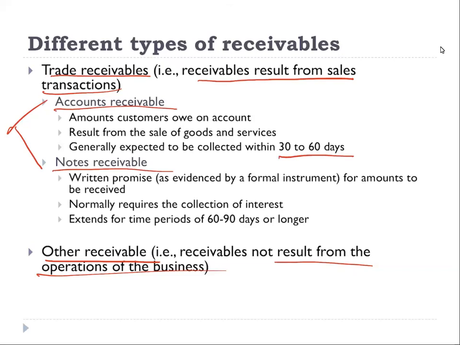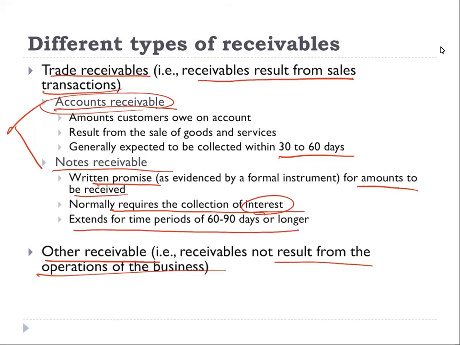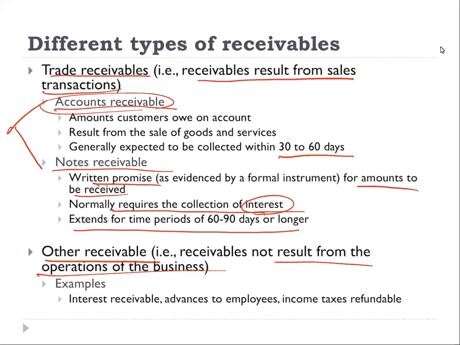And notes receivable is different from accounts receivable. Notes receivable usually come with a written promise for an amount to be received, a formal written promissory note. And they normally require collection of interest. Accounts receivable don't involve interest, but notes receivable usually come with interest payment. They can be extended for a time period of 60 to 90 days or longer, so they are usually longer periods. Those are accounts receivable and notes receivable.